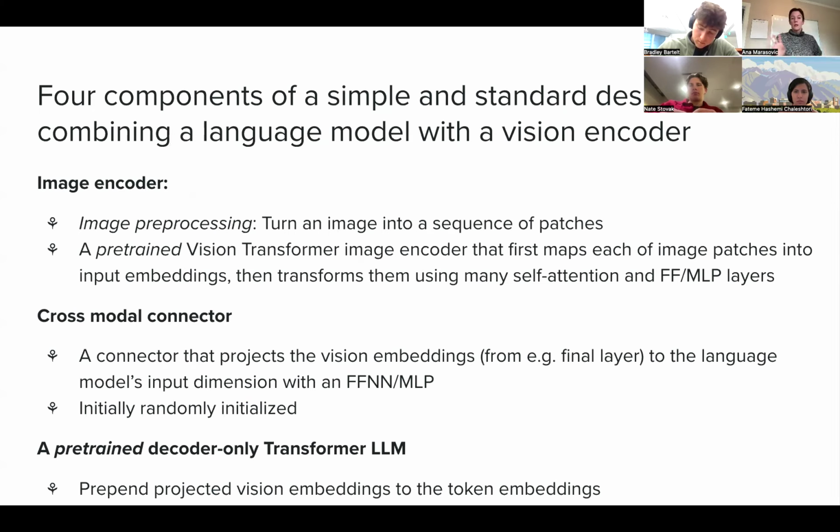All right, so for text generation from images and text, you are going to have 4 components. You're going to have an image encoder. So you are going to turn an image into a sequence of patches, and today almost all papers are going to use a pre-trained vision transformer image encoder that will map each one of these image patches into an input embedding and then transform them using many self-attention and feed-forward or MLP layers. So again, here you can use CLIP, but just to get the representation of your image.